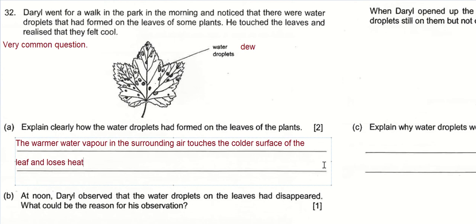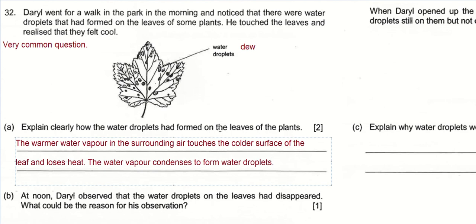And we know that when water vapor loses heat, it condenses. It loses heat and condenses on it. You can also break the sentences up. So the water vapor condenses on the leaf to form water droplets on the leaf, and that is how it is formed.